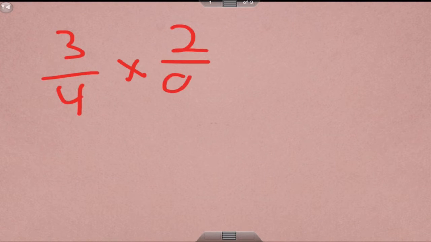Okay, today we're going to talk about multiplying and dividing fractions. So let's start with multiplication of fractions. If I have a problem like 3/4 times 2/9, what you do basically is you just multiply straight across.